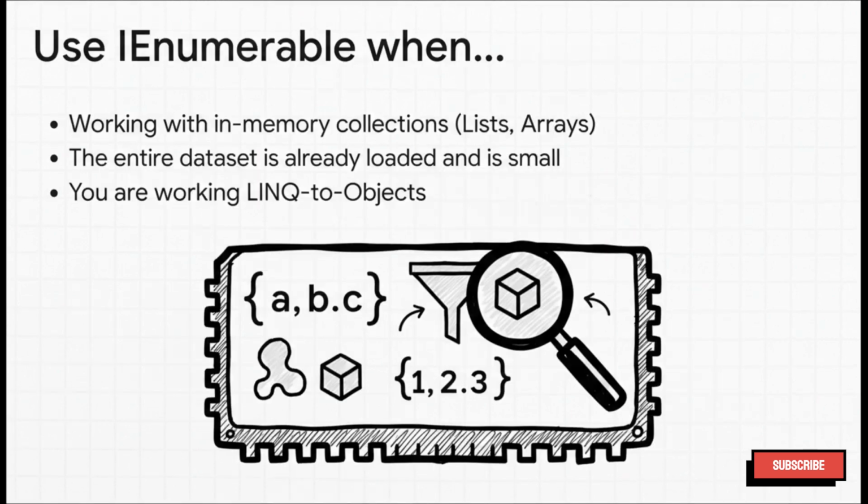IEnumerable, on the other hand, is absolutely perfect for when the data is already in your application's memory. So if you've got a list or an array or some other collection that's already loaded and ready to go, well, there's no database to talk to. In that case, you're just using LINQ to Objects, and IEnumerable is exactly what you want. It's fast, simple, and perfect for in-memory operations.